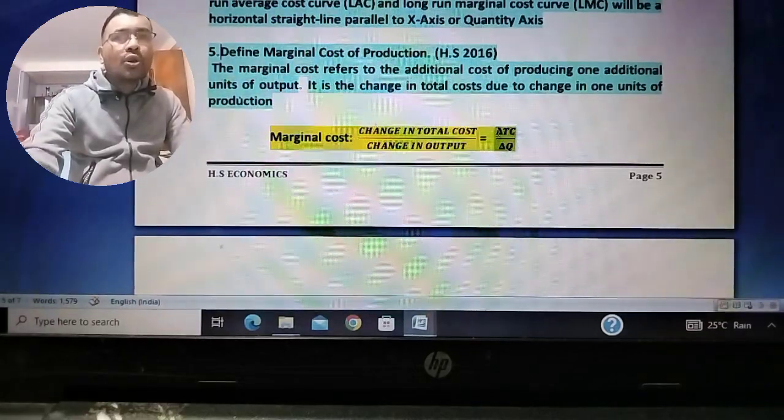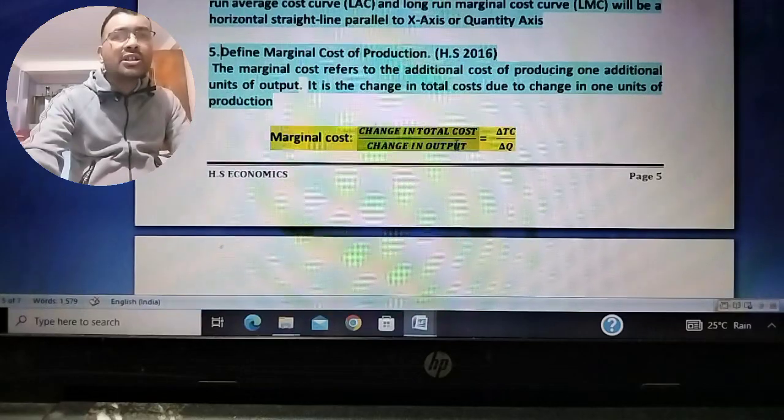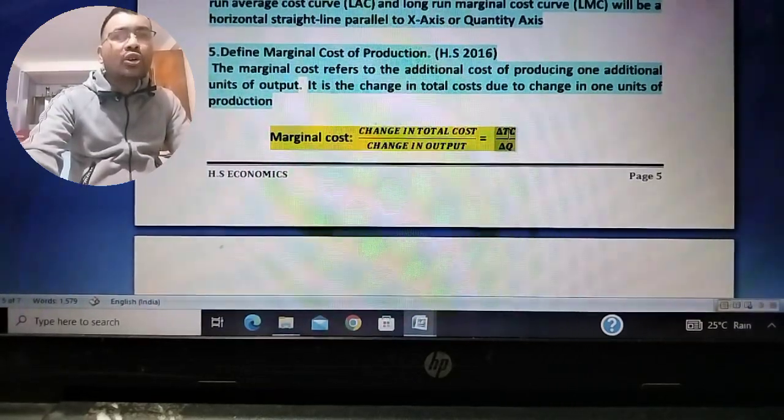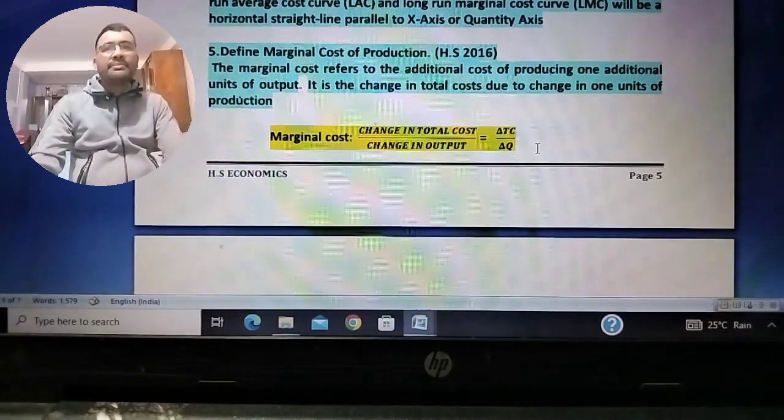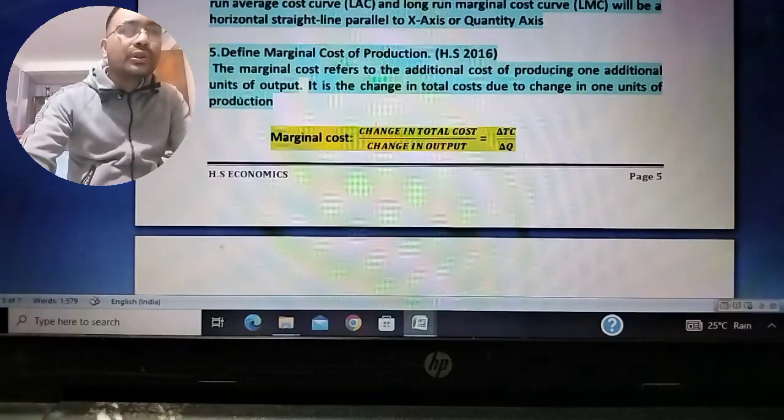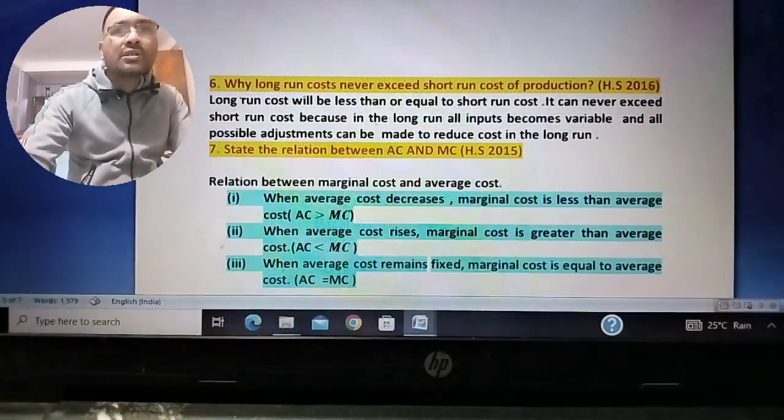Change in total cost means delta TC, and change in output means delta Q. In economics, change is referred to by the symbol delta. So marginal cost means delta TC divided by delta Q. So this is what is known as marginal cost.